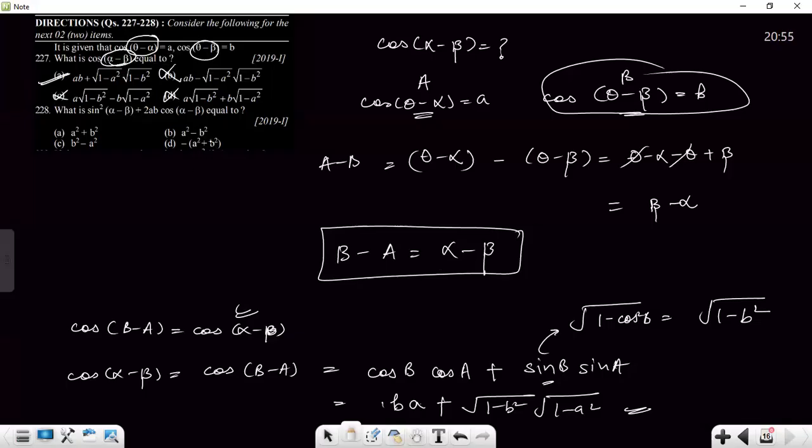Going ahead, we need to find sine square of alpha minus beta and cosine of alpha minus beta. We have already found cosine of alpha minus beta. Sine square of alpha minus beta is simply 1 minus cosine square of alpha minus beta plus 2ab.